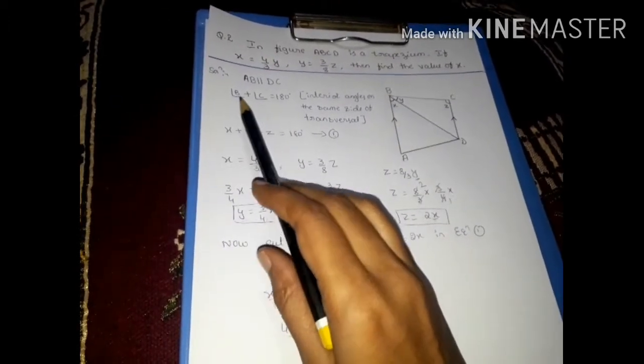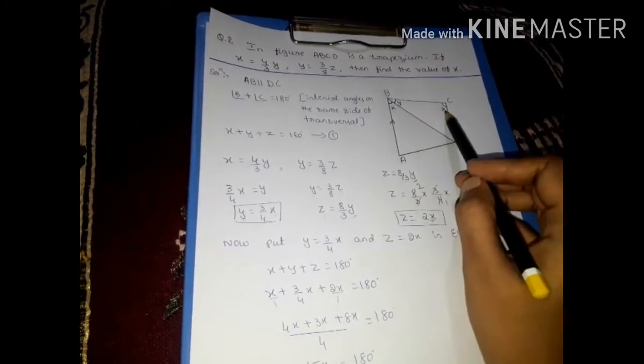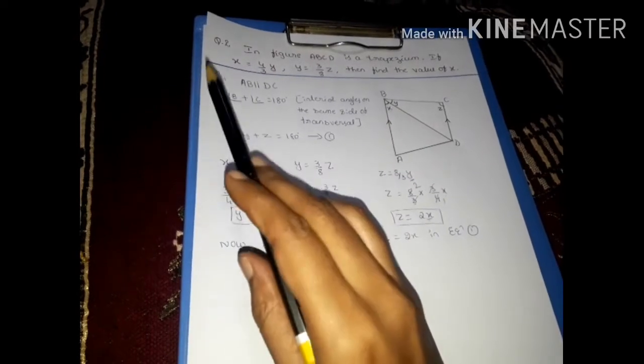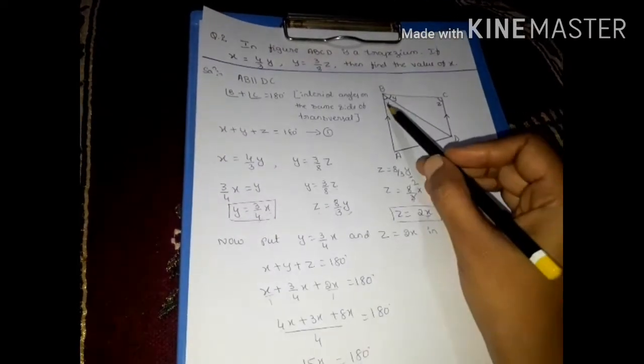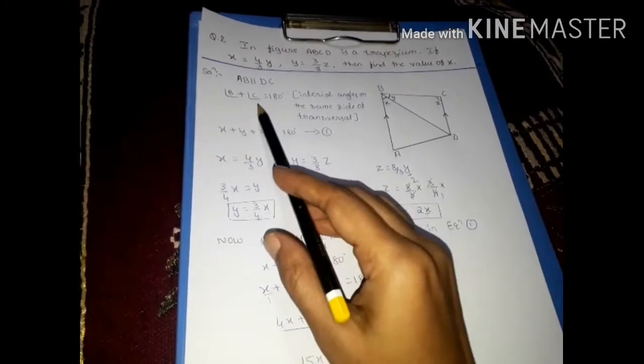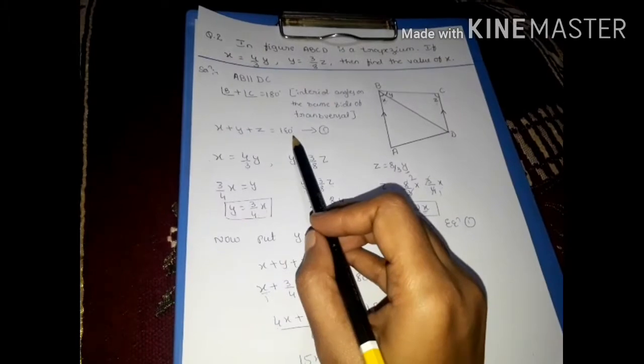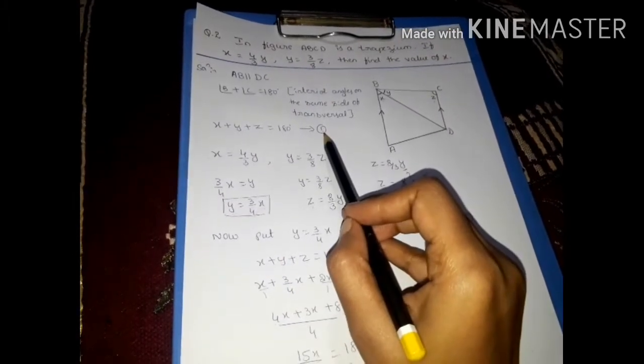This question is very important, children. First we have to know about the properties of trapezium. Apply that property of trapezium, that is, interior angles on the same side of the transversal are supplementary, that you have to apply here. Angle B can be written as angle x plus angle y plus angle C, here represented as z. So plus z equal to 180 degree. Call this equation 1.